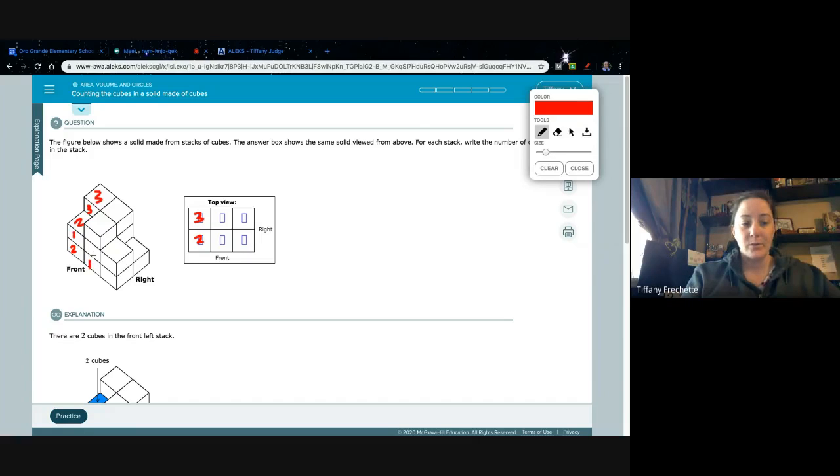And then for this one, we have 1, 2, 3. So I have 3. The one right behind it would have just as many because it's the same height. So I have 3 and 3. This one I have 1, 2, so 2 total. And this one I only have 1, so 1. That is all we're going to do. Let's just count cubes on this one. All right, so clear, and let's go ahead and start this one.